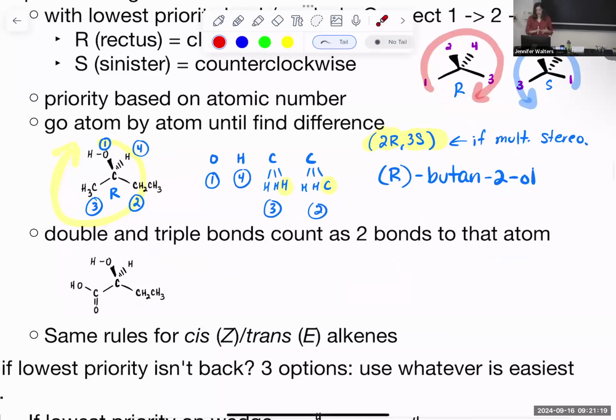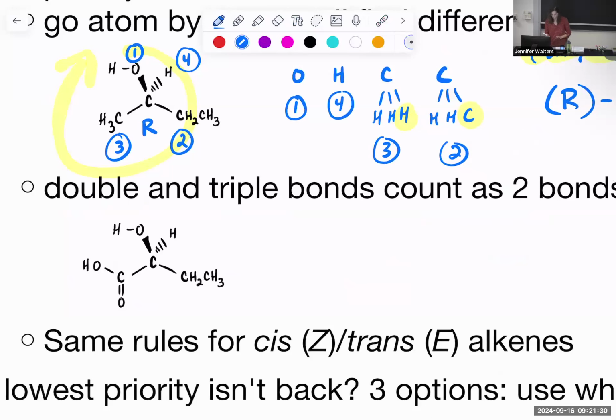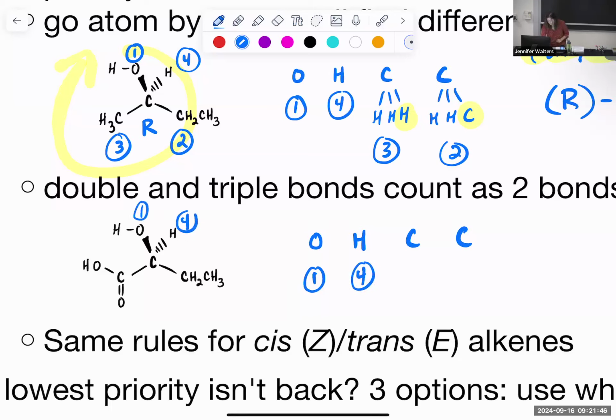Your double and triple bonds are going to count as if you have two bonds to that atom. So when I look at this next molecule and I'm looking at the different attachments, I have an oxygen, a hydrogen, a carbon, and a carbon. The oxygen, again, is the highest atomic number. It immediately becomes number 1. The hydrogen is the lowest atomic number. It immediately becomes number 4.